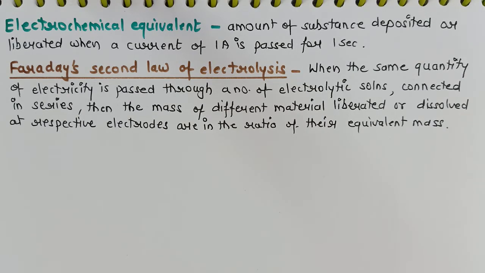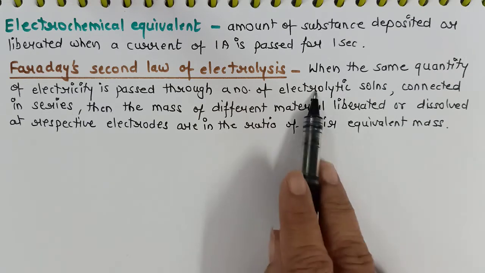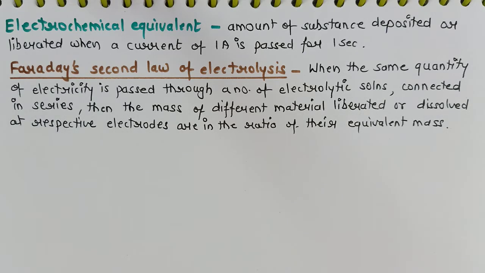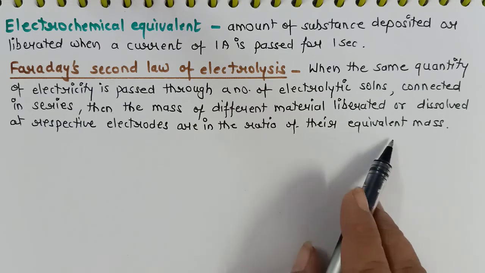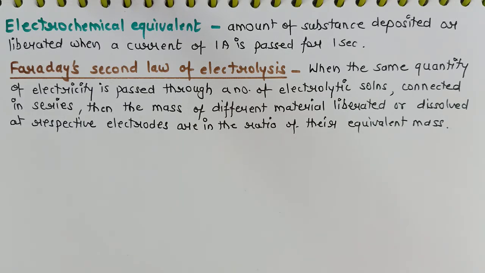Now what does Faraday's second law indicate? Suppose we have two or more electrolytic solutions which are connected in series. In that case also the electric current will pass and electrolysis will take place. In all those electrolytic solutions, some substances will be either deposited or liberated. How much of the substance is deposited or liberated depends on their equivalent mass. Let us try to explain this with the help of an example.